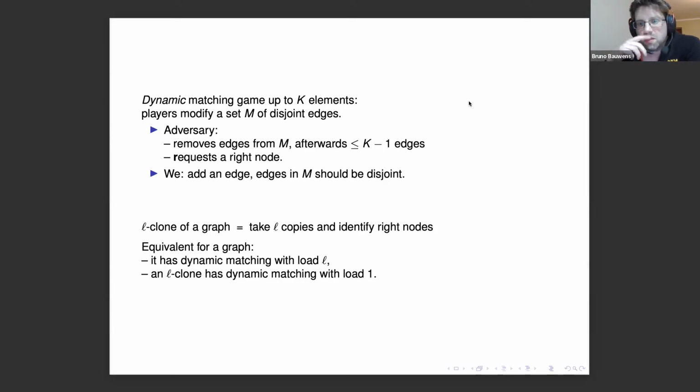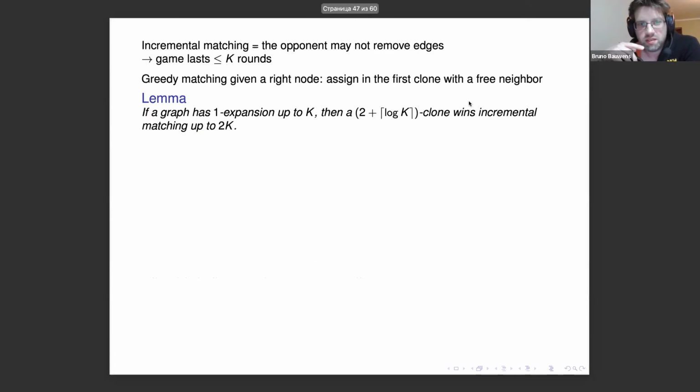Okay, so let us present the greedy algorithm. Let us first present, next slide, the result. Before I prove the result for the greedy algorithm, let's use an easier result. Let's consider the matching game in which the opponent does not remove edges. It's called incremental matching. Some time ago, we called it online matching, but now online matching is used for dynamic matching. So we need to name it incremental matching.